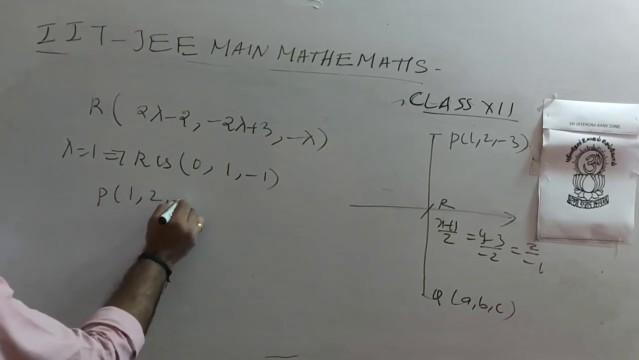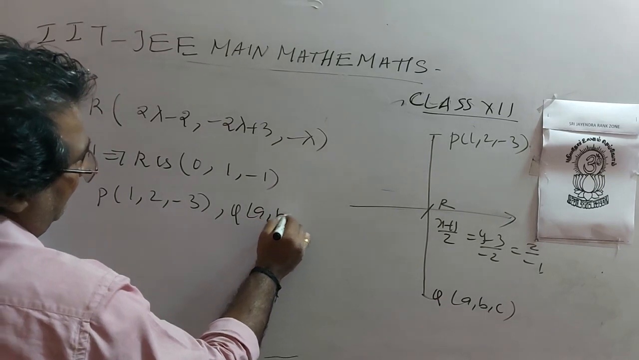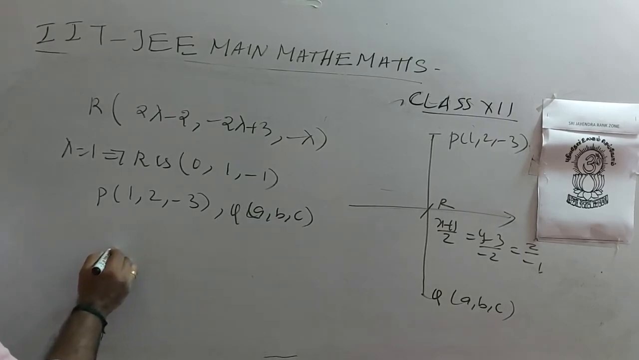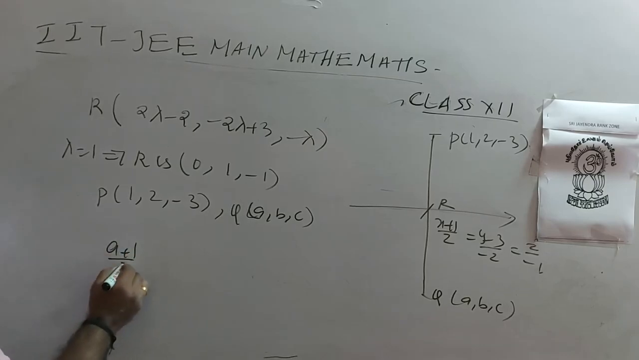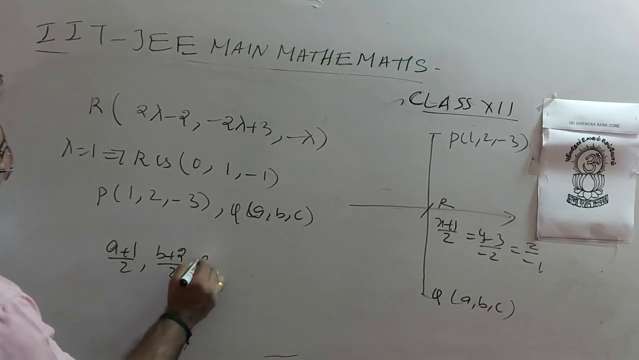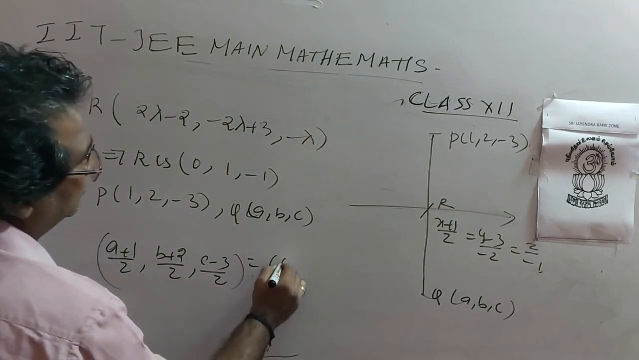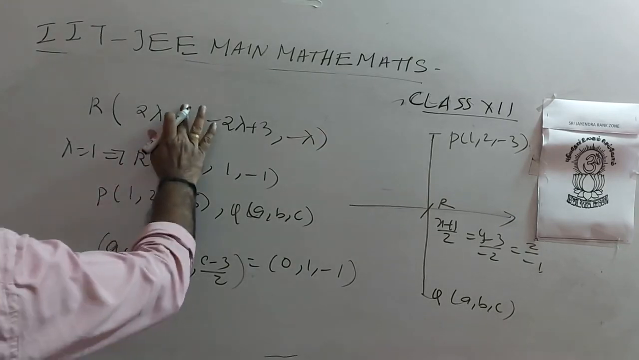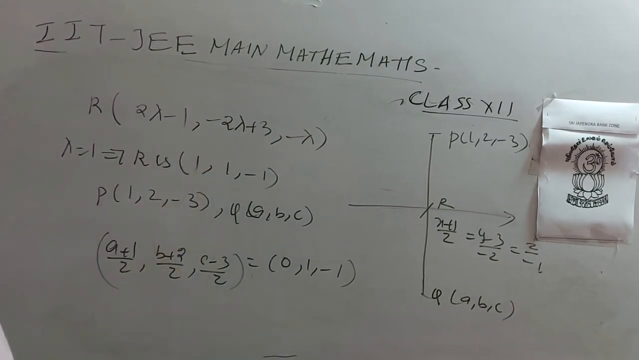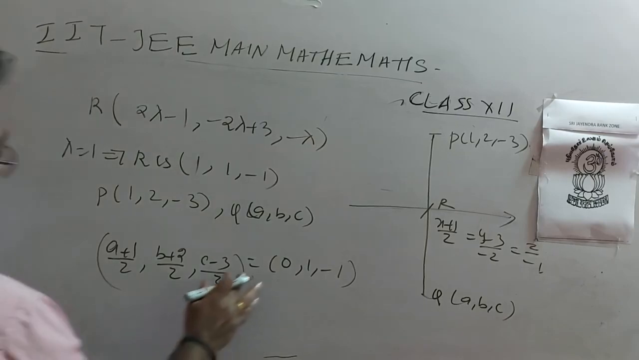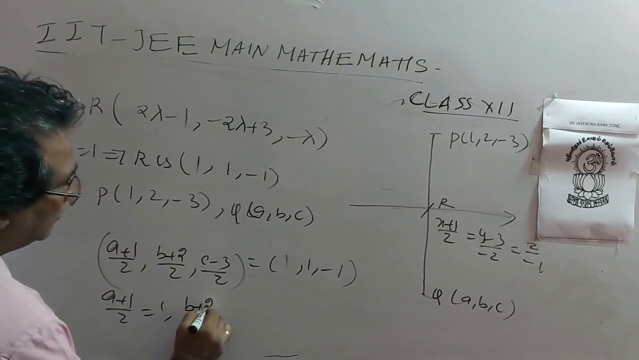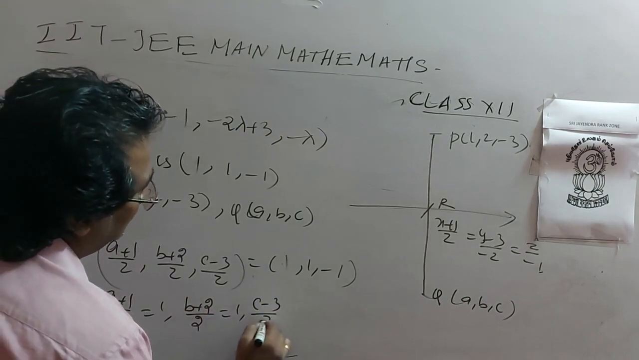P is (1, 2, -3), Q is (a, b, c). R is the midpoint of P and Q. So ((a+1)/2, (b+2)/2, (c-3)/2) should be equal to (0, 1, -1). So (a+1)/2 equals 0... with R being (0, 1, -1), we get (b+2)/2 equal to 1 and (c-3)/2 equal to -1.